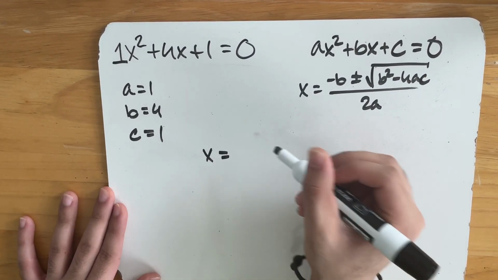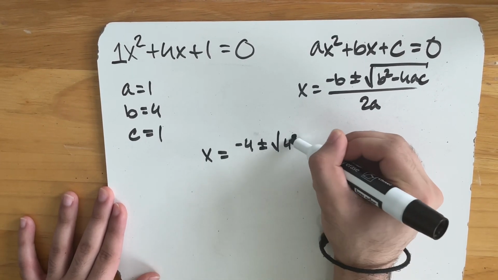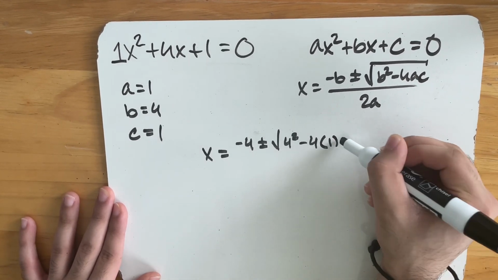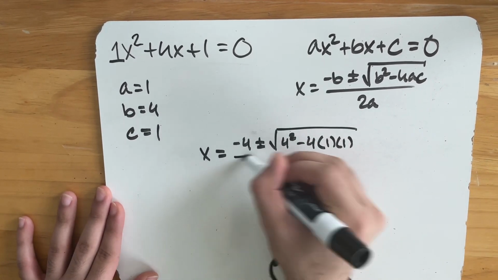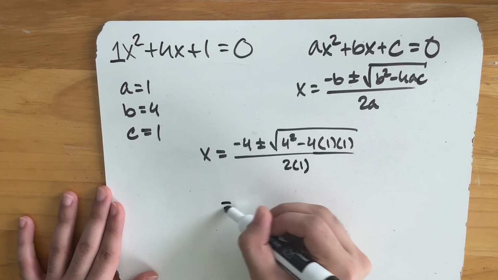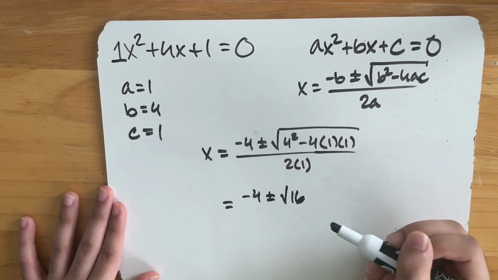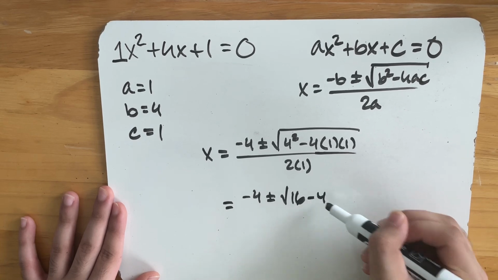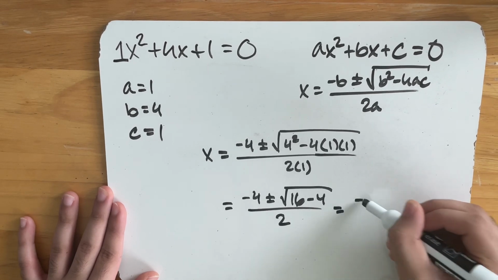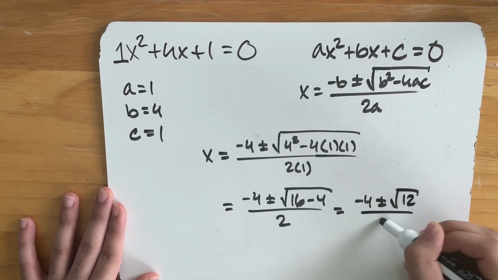So we get x is equal to negative b, so negative 4, plus or minus the square root of b squared, so 4 squared, minus 4 times a, which is 1, times c, which is 1, all over 2a, so 2 times 1. We'll just simplify that. So negative 4 plus or minus the square root of 16, right? 16 minus 4, all over 2, right? That's equal to negative 4 plus or minus the square root of 12 over 2, right?